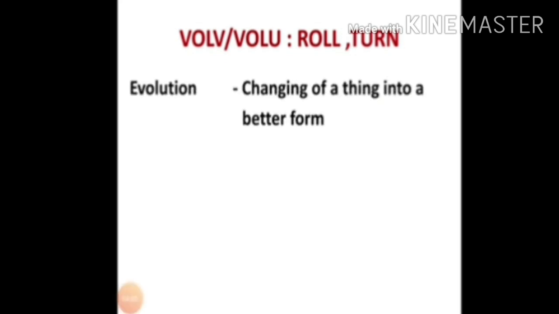And the next root is volve or volu, which means roll or turn. Here is the first word, which is evolution. Evolution is actually a gradual development of plants, animals, even human beings over many years as they adapt to changes in their environment. So the gradual development of something can be called evolution. So here the root word is volu, which actually means to roll or turn.